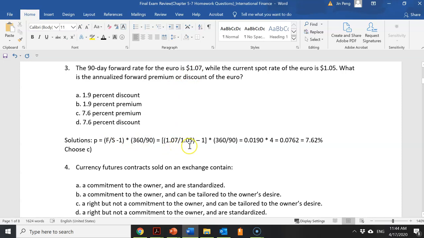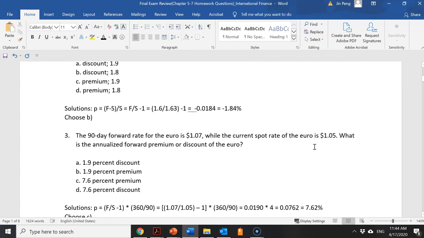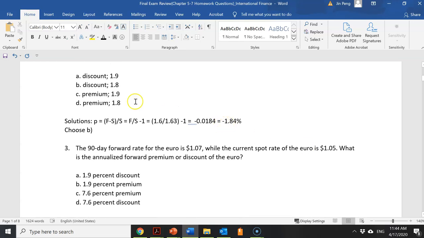Okay, we'll plug the numbers in. 1.07 divided by 1.05 minus 1 multiplied by 360 divided by 90. So we have 0.0190 multiplied by 4. And this is about 7.62%. So we can choose option C. Okay, this is a premium because we have a positive number here, whereas in question 2, it's a negative number, so it was a discount.